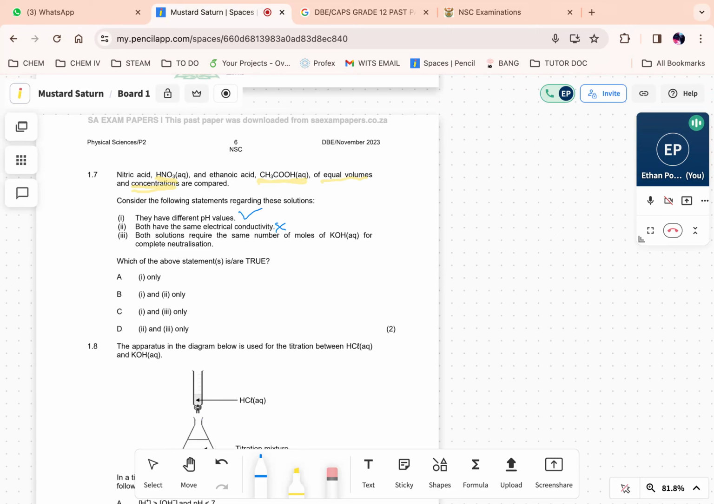Both solutions require the same number of moles of KOH for complete neutralization. Now, this is correct because they have equal volume and equal concentrations. So, yes, they would require the same amount of moles of KOH to neutralize them. So, this is correct. Analyzing this, we see that the only answer that fits our criteria is C. Or let me use a highlighter to be consistent. Okay.